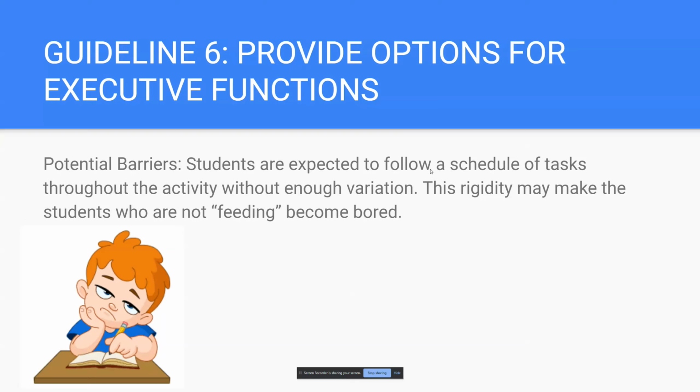Guideline number 6, providing options for executive functions. So the students are expected to follow scheduled tasks, but there's no variation. They don't have options. It's very rigid, right? They are given the roles. They are given the tasks. They have to do it in a certain amount of time.